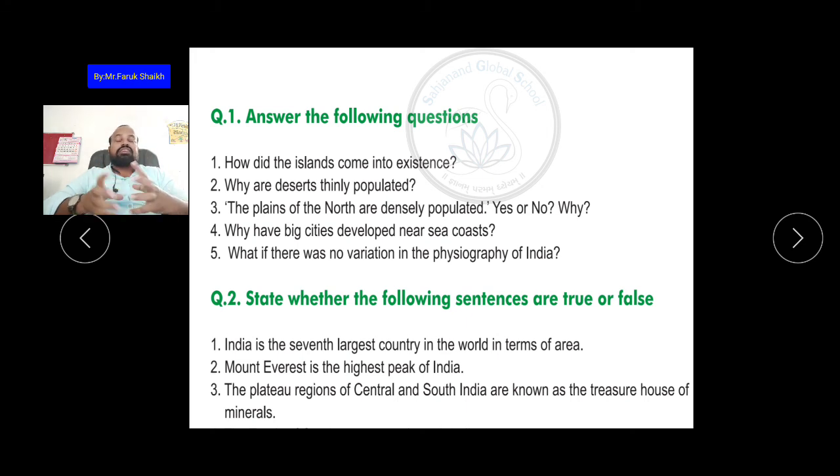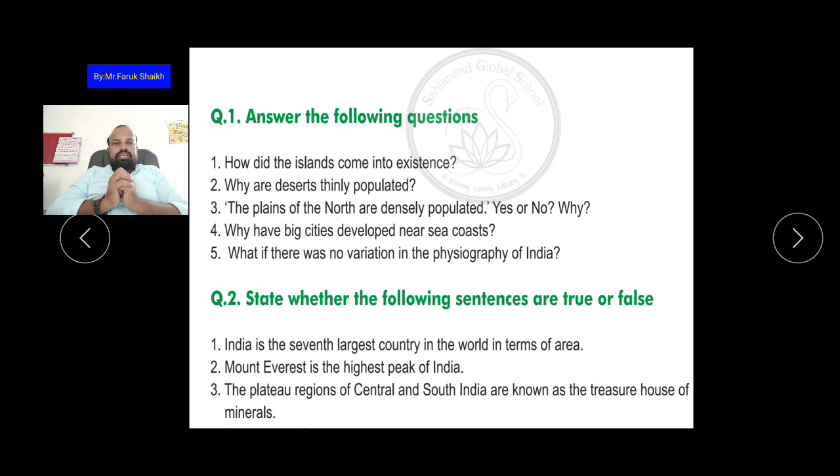And near the sea the climate is also very moderate, not too cold, not too hot, and that is why this is a very good climate for people also, and big cities are developed near the sea coast.